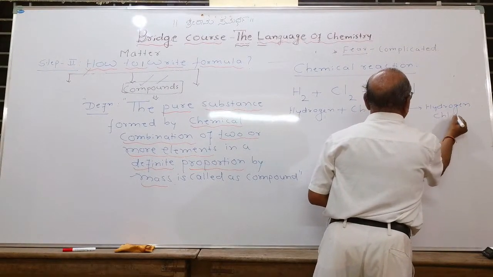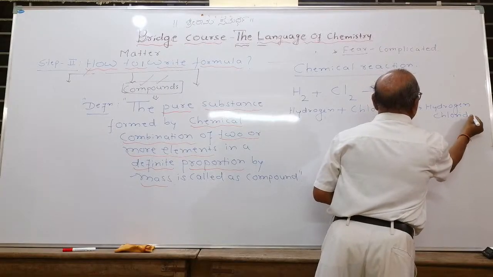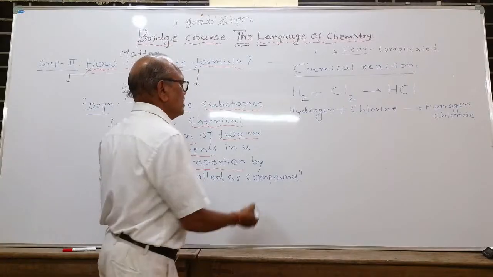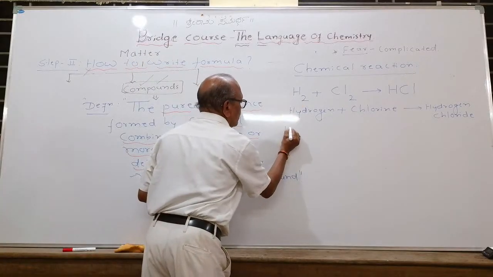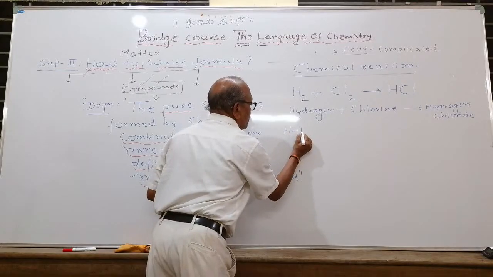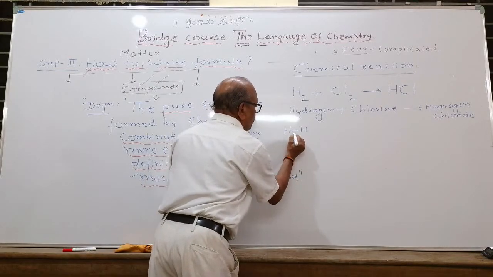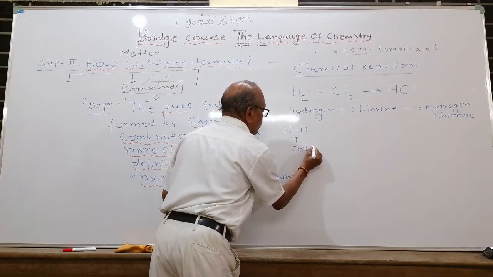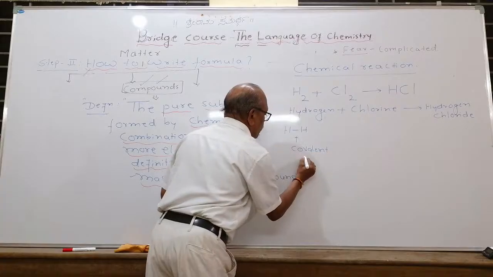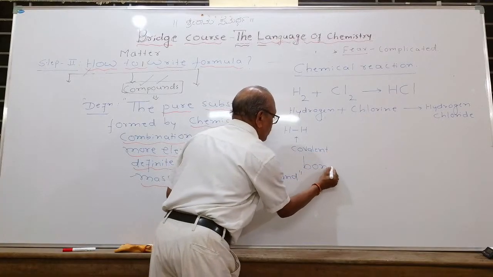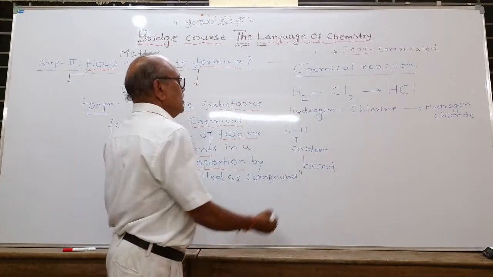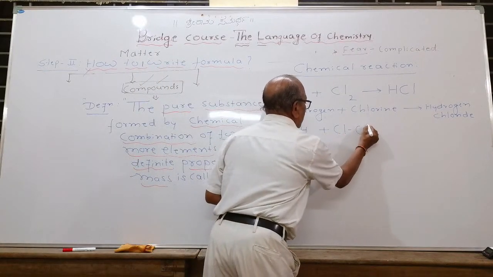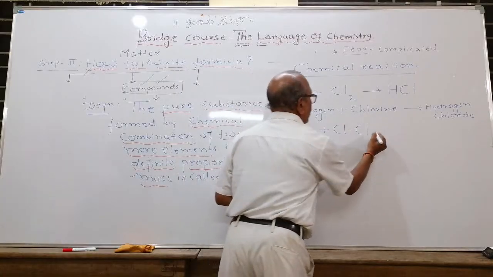Observe here carefully. I'm going to give you the advanced definition of a chemical reaction. Higher class. See, in hydrogen, two hydrogen atoms are bonded with an H–H bond. This is called a covalent bond. Observe, covalent bond. Between chlorine and chlorine, there is a single covalent bond. I will talk about chemical bonding in detail slowly.